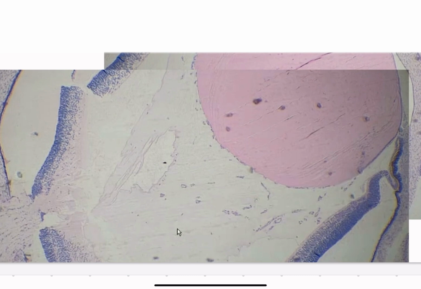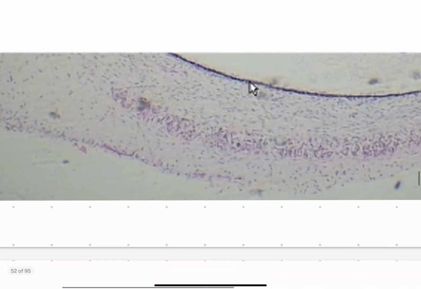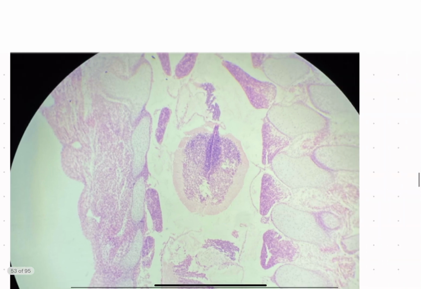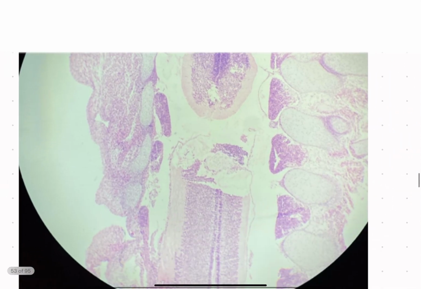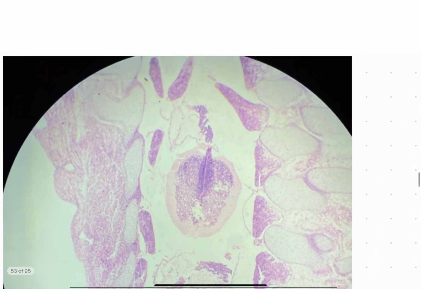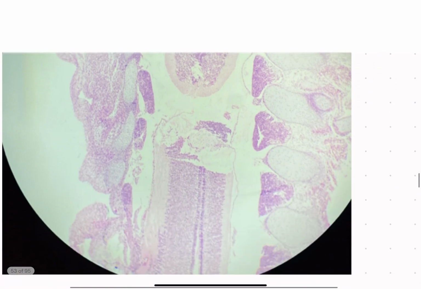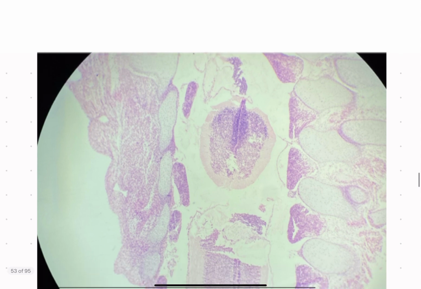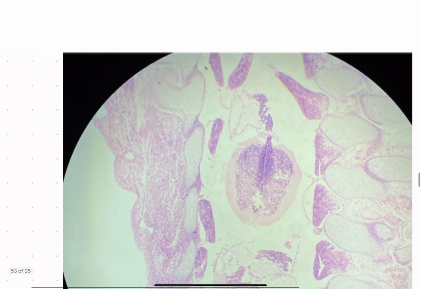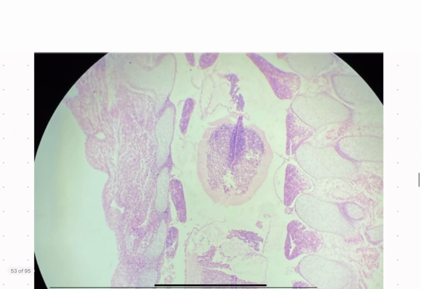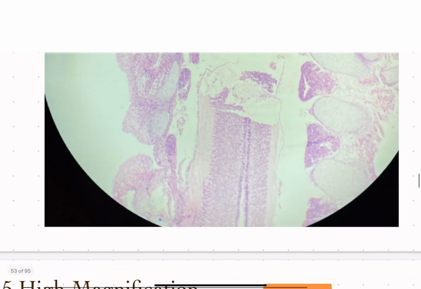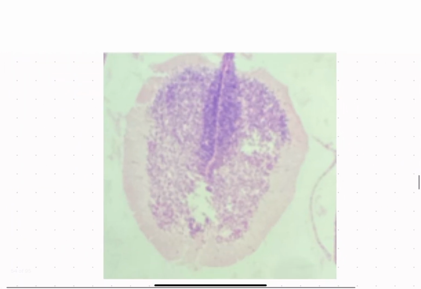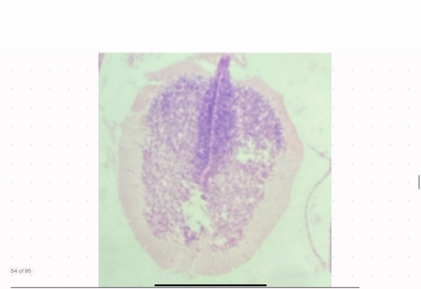Okay, next structure and slide looks something like this. So write down the slide name. And then zooming in onto this general area, we see this. Now please write down the structure name for this part.